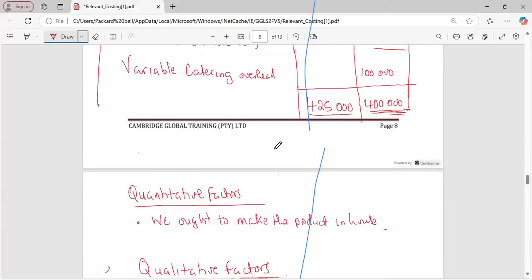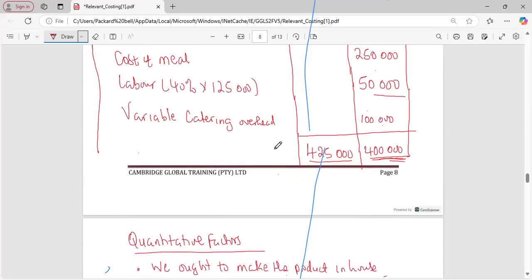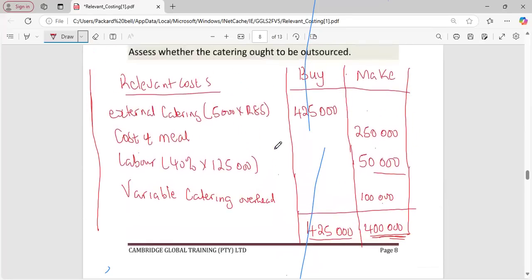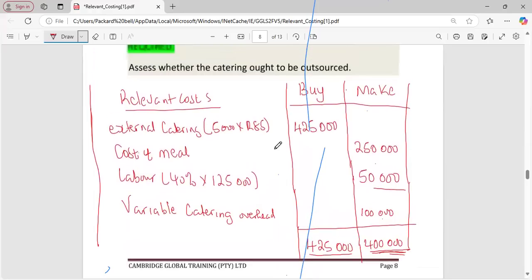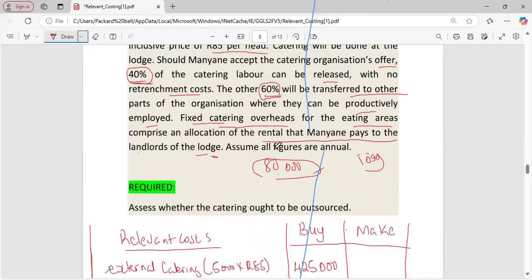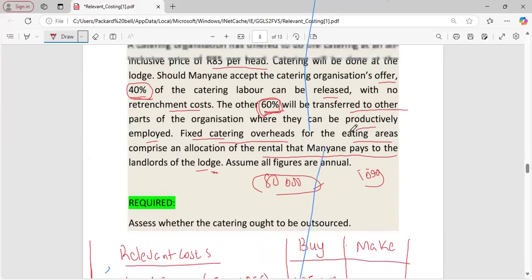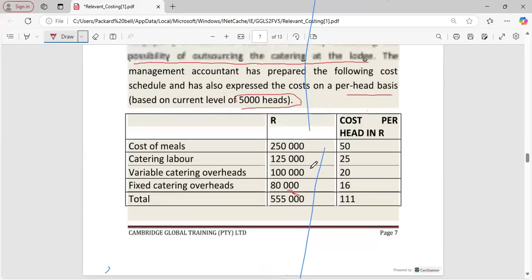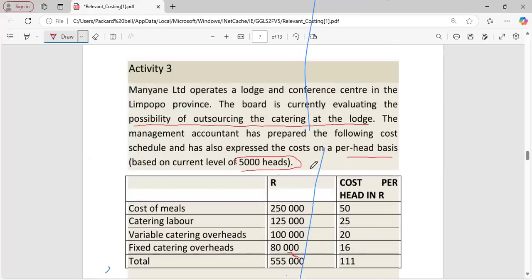If there is anyone with a question on this one. So if the question requires you, while you are here, remember I said the question might require you to include everything. So which means we're going to include the irrelevant. Then you indicate irrelevant, which means the 60% labor is irrelevant. And then this catering overhead is also going to be irrelevant. You can include it and just mention that it's irrelevant.